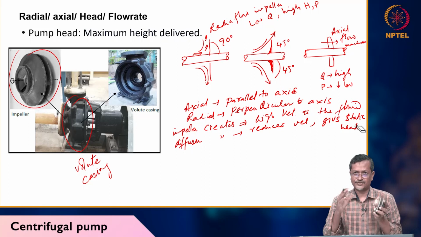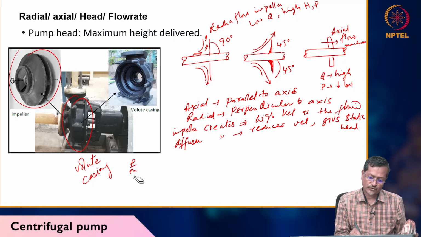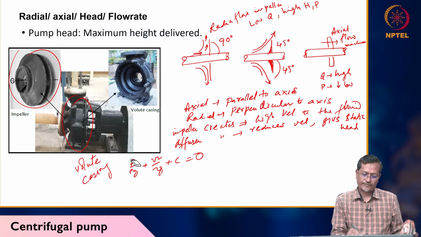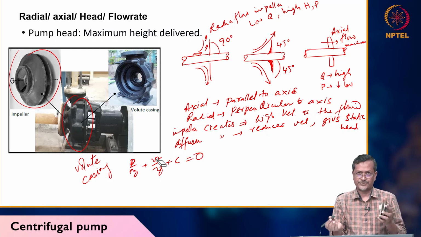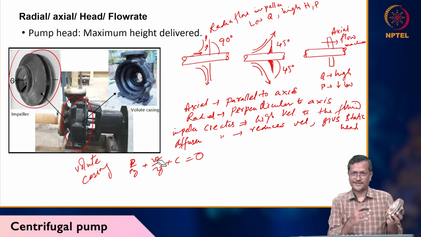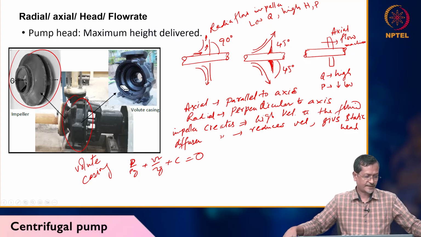Why is there this head and velocity conversion? You can remember Bernoulli's equation, P by rho g plus V square by 2g equals a constant. So if you are increasing pressure, V will be reducing. If you are increasing V, P will be reducing. Vice versa, if you are reducing velocity, static pressure will be increasing. So that's why there will be a diffuser. I'll be showing another impeller.